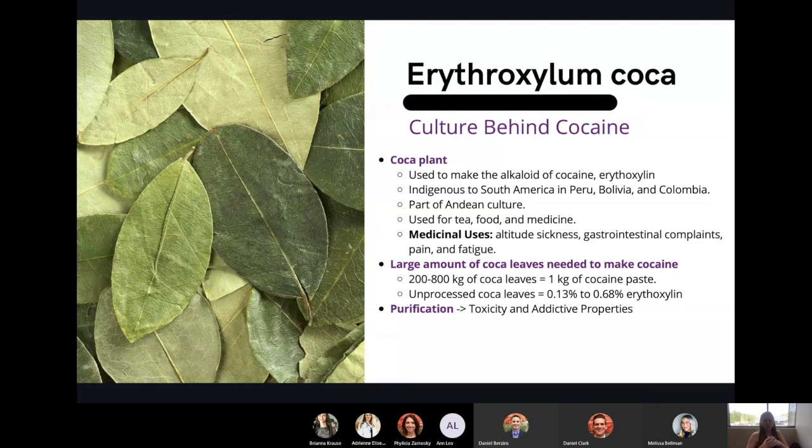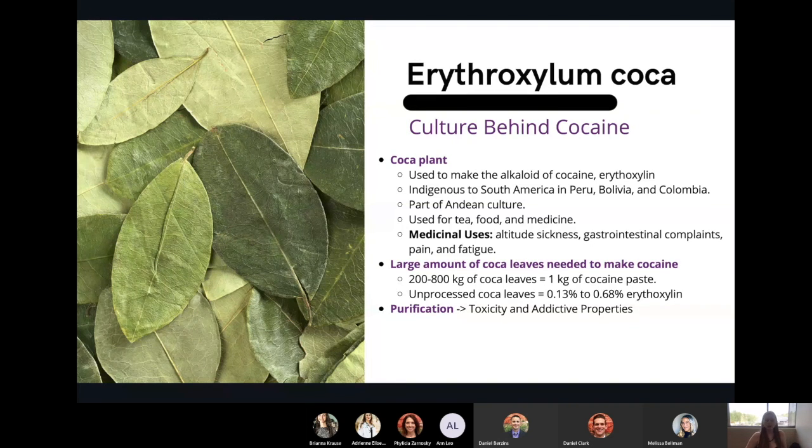The coca plant is where the alkaloid of cocaine, erythroxylin, is derived from. The coca plant is indigenous to South America in Peru, Bolivia, and Colombia. Coca leaves are part of culture and are used as tea, food, and medicine. If you ever go to Peru, you'll easily find coca leaves to chew on or to drink as tea. It is natively used to help with altitude sickness, gastrointestinal complaints, pain, and fatigue.